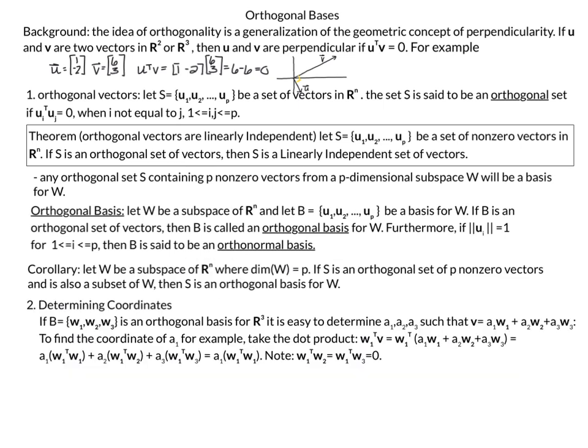So we have a corollary. Let W be a subspace of Rn where the dimension of W is equal to p. If S is an orthogonal set of p non-zero vectors, and is also a subset of W, then S is an orthogonal basis for W.